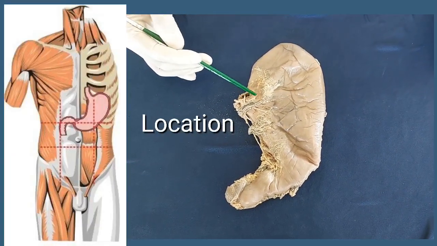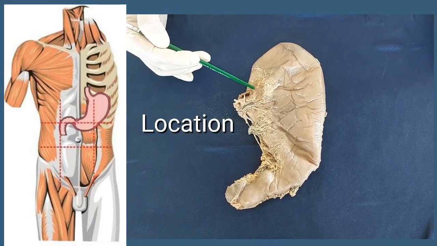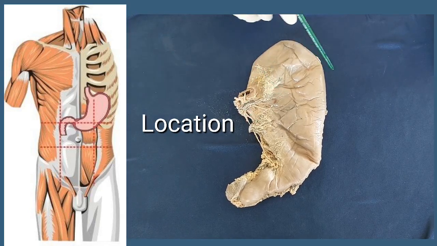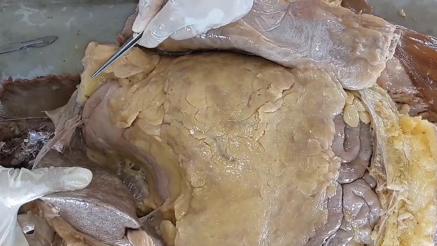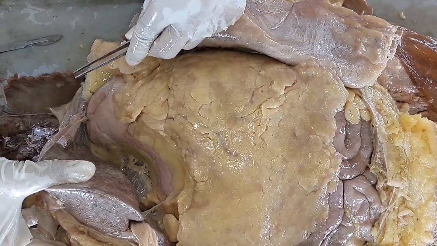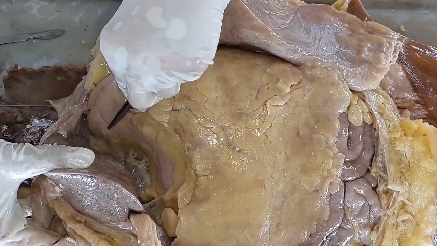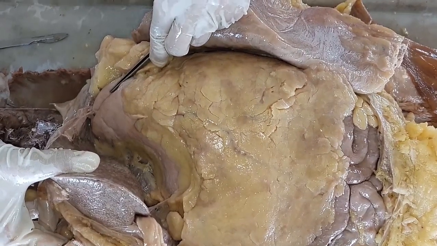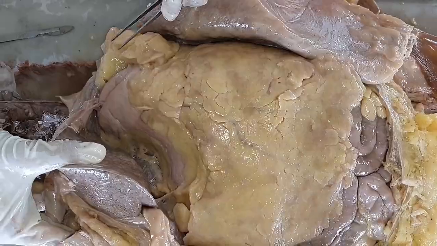Location of the stomach is in the upper left part of the abdomen. It occupies the epigastric region, umbilical and left hypochondrium region. The location of the stomach, it occupies the epigastrium, umbilical and left hypochondrium of the abdominal region that you can see.